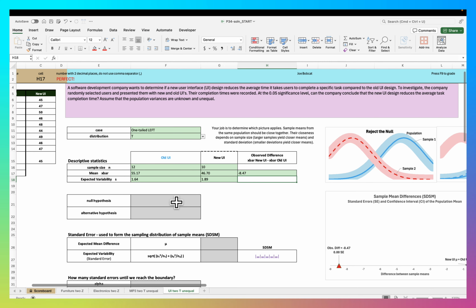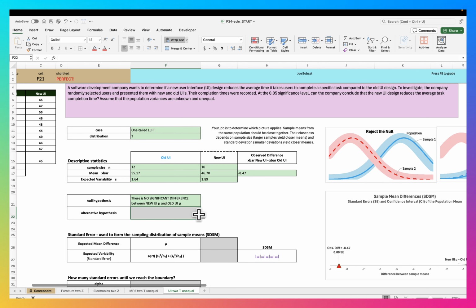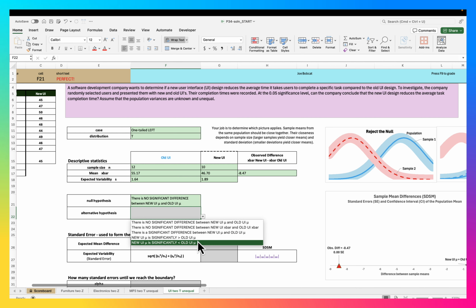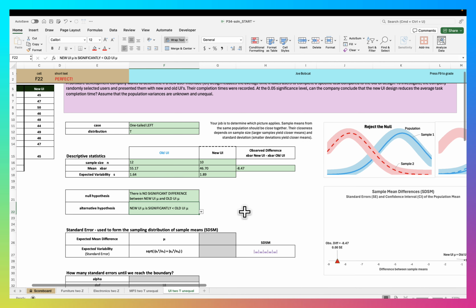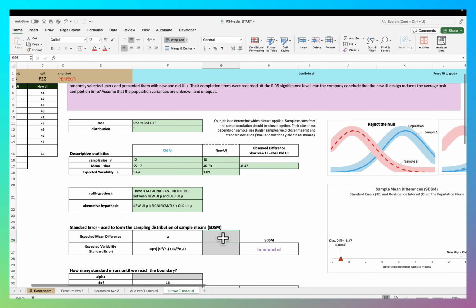if it holds up. So the null hypothesis is no significant difference, and the alternative is that it's going to be less than. The population mean for the new UI is going to be less than the old. Expected mean difference is 0.